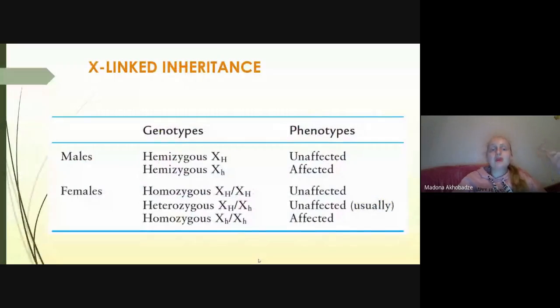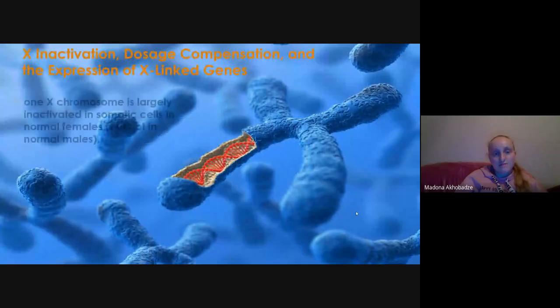So that's why we've got this different X-linked inheritance. We've got hemizygous males. Big H means a normal allele. Small h means the mutated allele that gives us the affected male. But in case of females, we have three different versions of the inheritance: homozygous big H, which are unaffected; homozygous small h, which are affected; and heterozygous carriers, who are usually unaffected. Okay, but usually doesn't mean always.